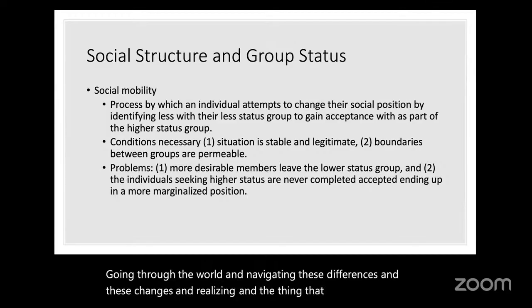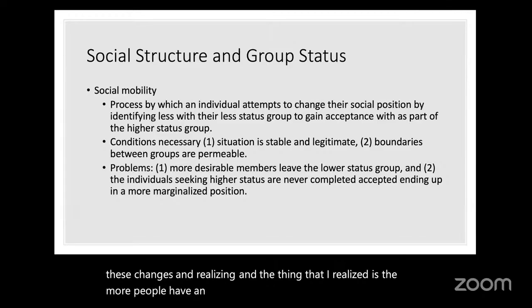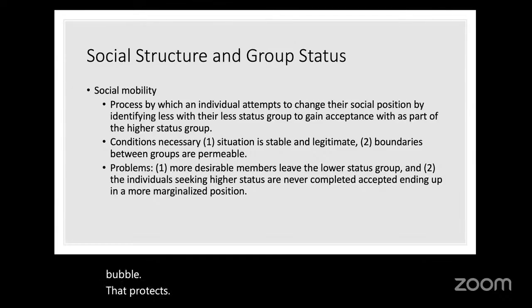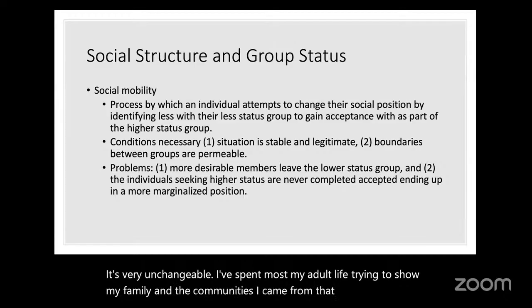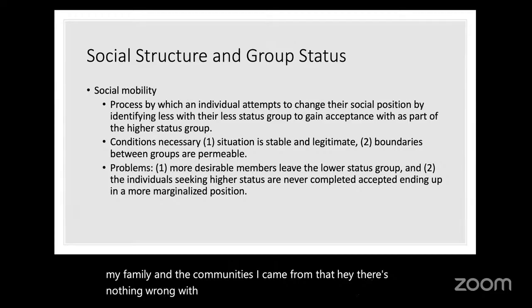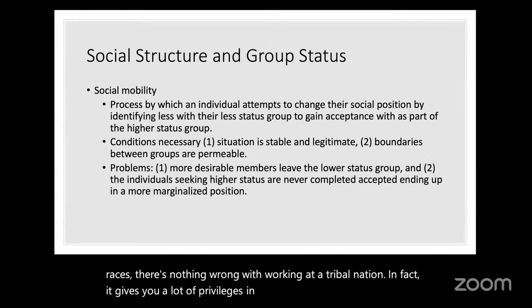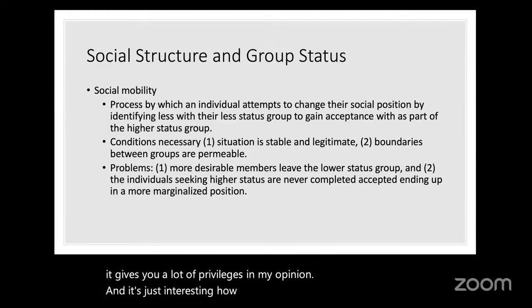And the thing that I realize is the more people have an impermeable layer, okay? And what I mean by that is, again, I'll say this kind of the Idaho, Utah, Wyoming, Montana bubble that protects that group, that protects that kind of attitude and that kind of belief, it's very unchangeable. I've spent most of my adult life trying to show my family and the communities I came from that, hey, there's nothing wrong with LGBTQ. There's nothing wrong with different races. There's nothing wrong with working at a tribal nation. In fact, it gives you a lot of privileges, in my opinion. And it's just interesting how that sticks so hard and is so impermeable.